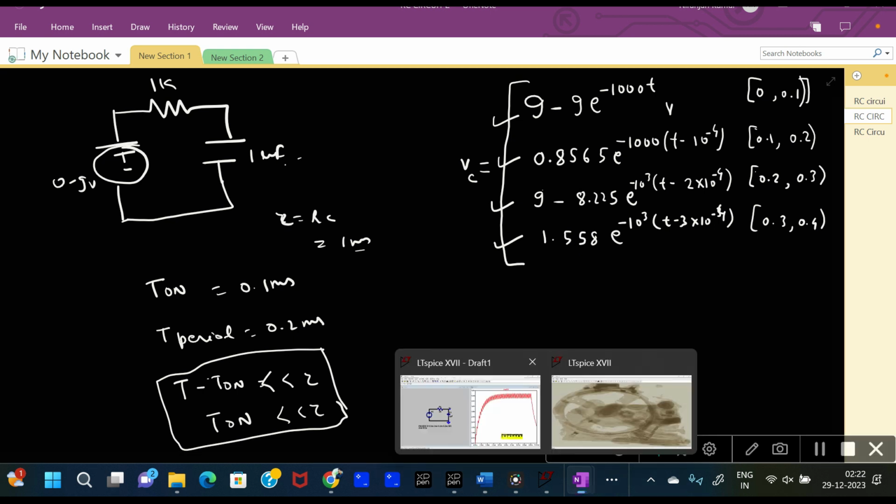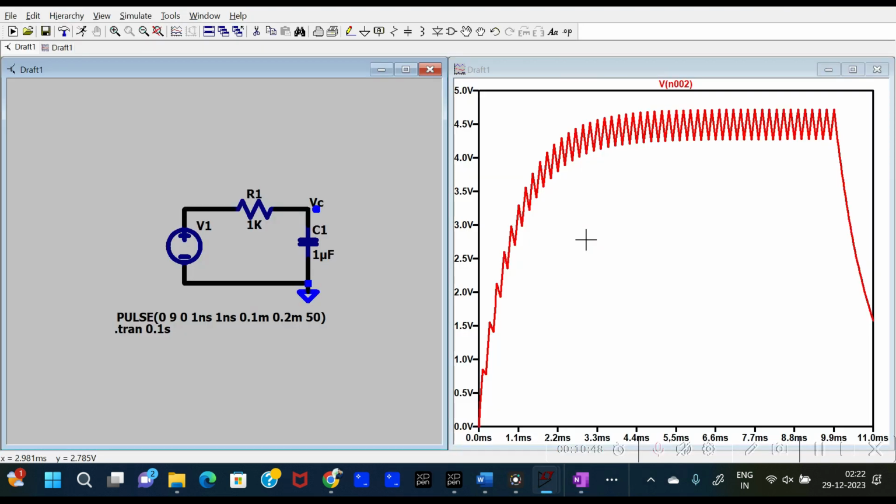If you observe the graph properly, at the beginning the capacitor is charging at some rate, then discharging, again charging, discharging. Then you can see the gap between the rate of charging is reducing gradually, but the rate of discharging is increasing. So what we can conclude is that at the beginning the rate of charging is more. As time progresses, the rate of discharging is increasing and the rate of charging is decreasing.